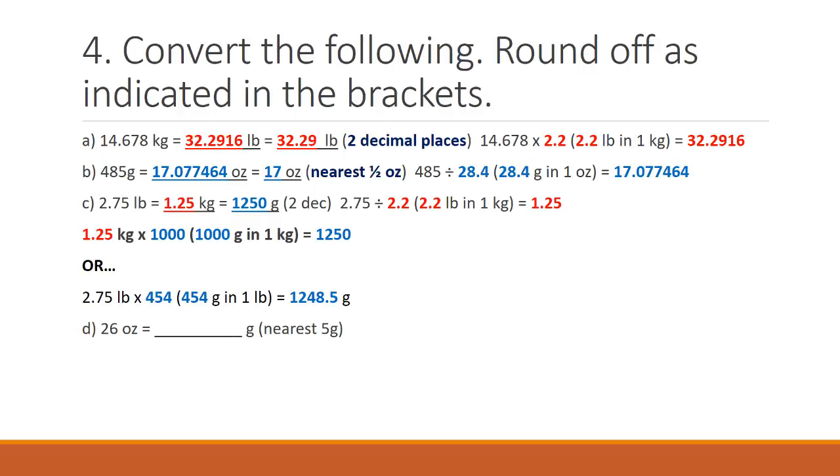The next question is 26 ounces. They want us to convert that to grams, rounding it off to the nearest 5 grams. Relationship, 28.4 grams per ounce. We have 26 ounces. 26 times the amount of grams in 1 ounce, 28.4, gives us 738.4. Again, our multiplier, 28.4, represents grams. Therefore, our answer of 738.4 equals grams. So that's where that's going to go.